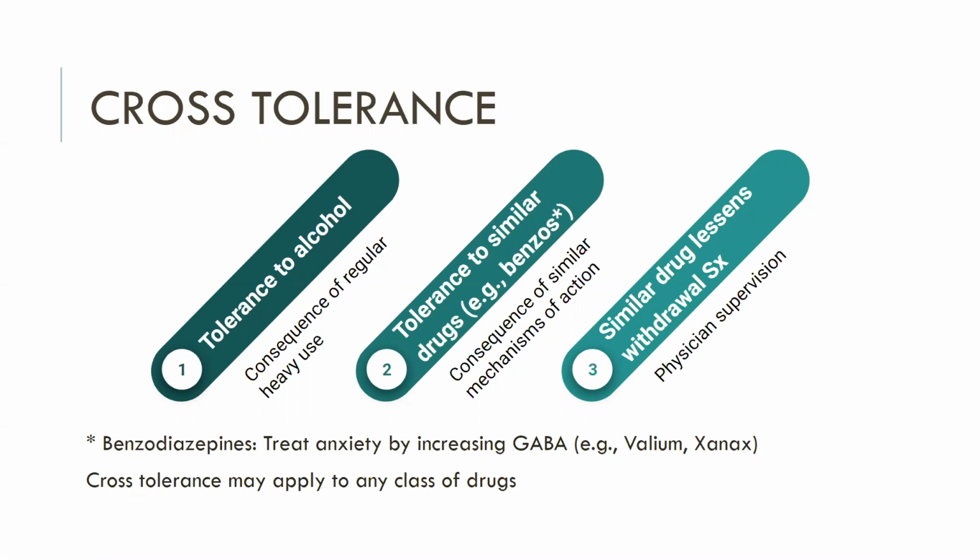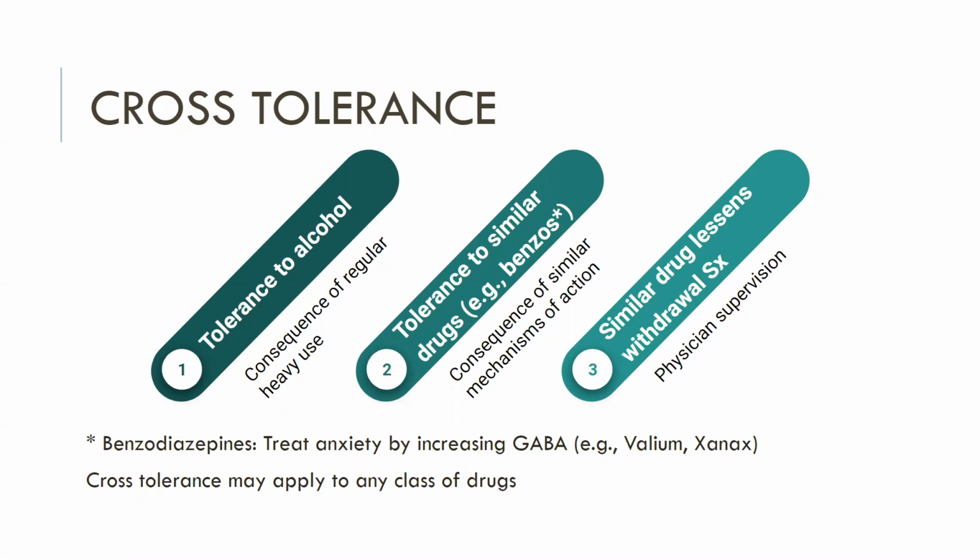So because we know that in order to lessen withdrawal, we have to consume more of the drug, but in this scenario, we don't want to drink more alcohol because alcohol is what's causing the problem in the first place. What a physician will end up doing is prescribing a similar drug to lessen the withdrawal symptoms, in this case, a benzodiazepine, which, as I mentioned earlier, is a drug that's used to treat anxiety by increasing GABA, so increasing that inhibitory neurotransmitter to kind of counter the high energy of anxiety. And so Valium and Xanax would be examples of drugs that would fall into this category. This is a physician supervised process that would happen in the hospital.